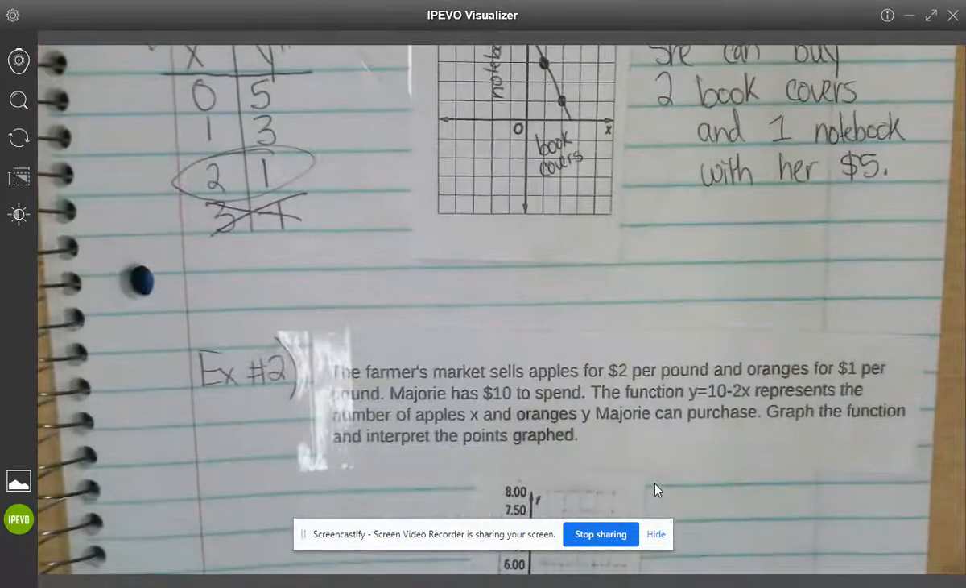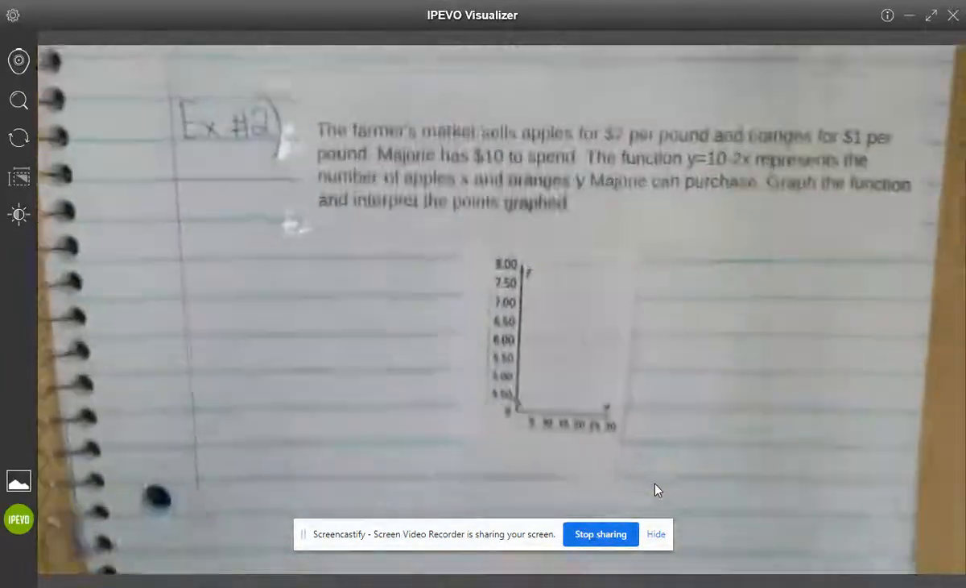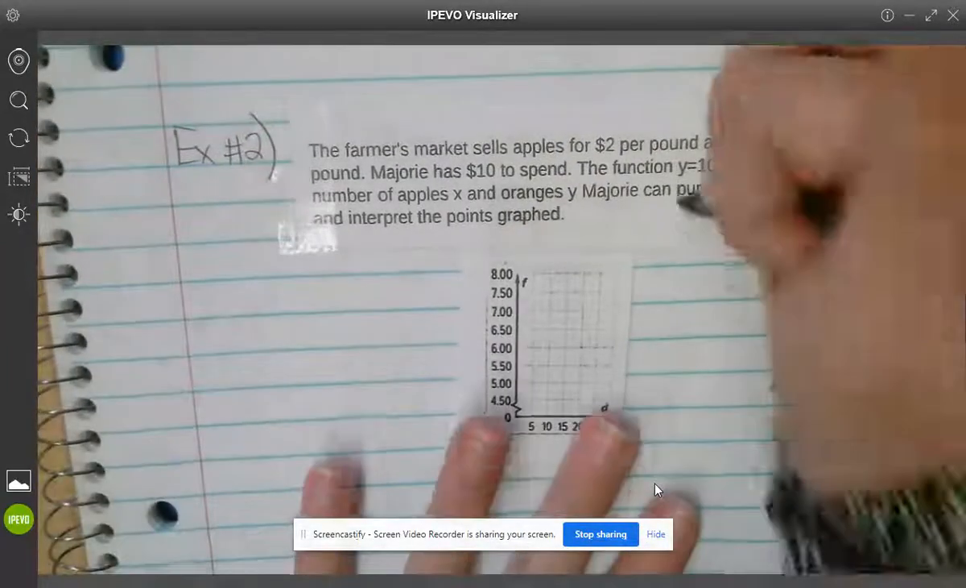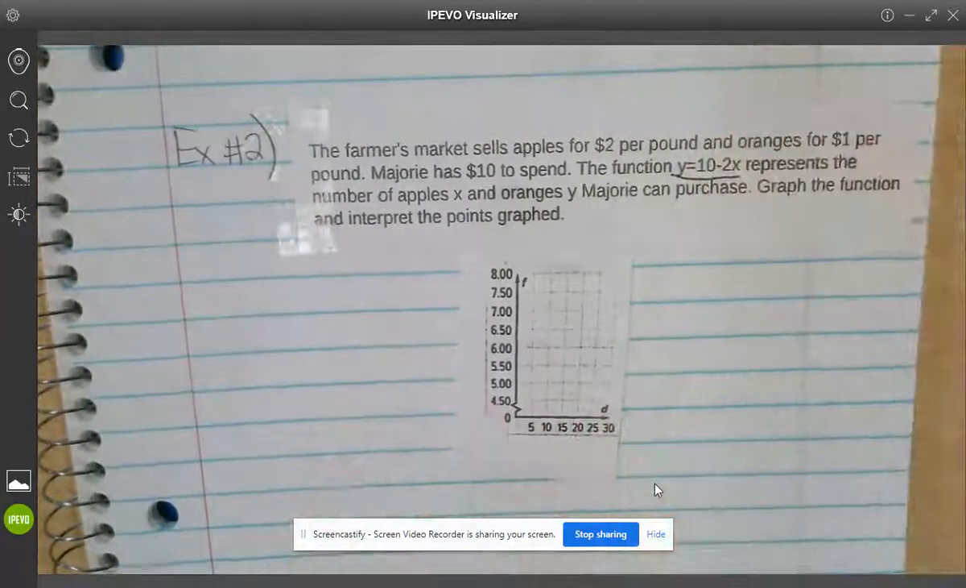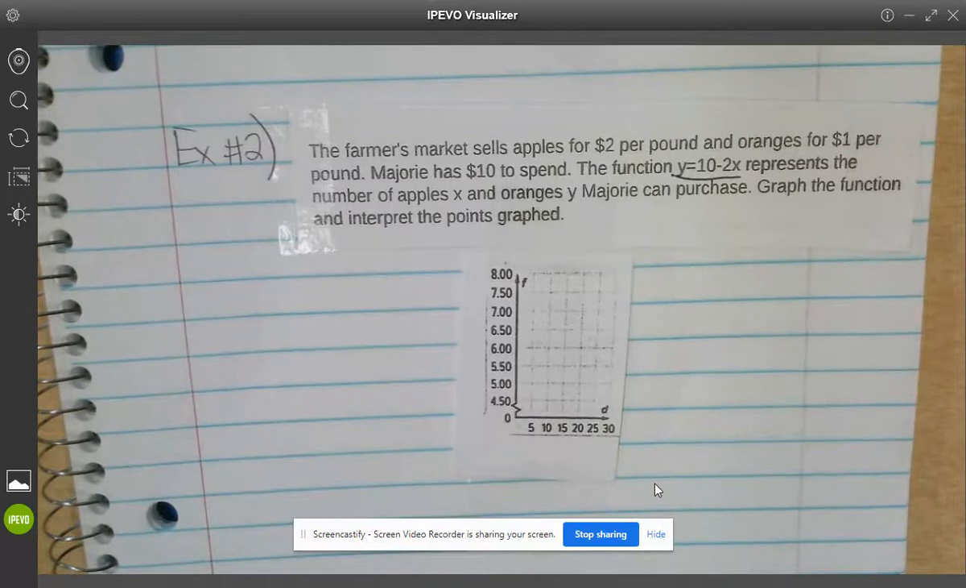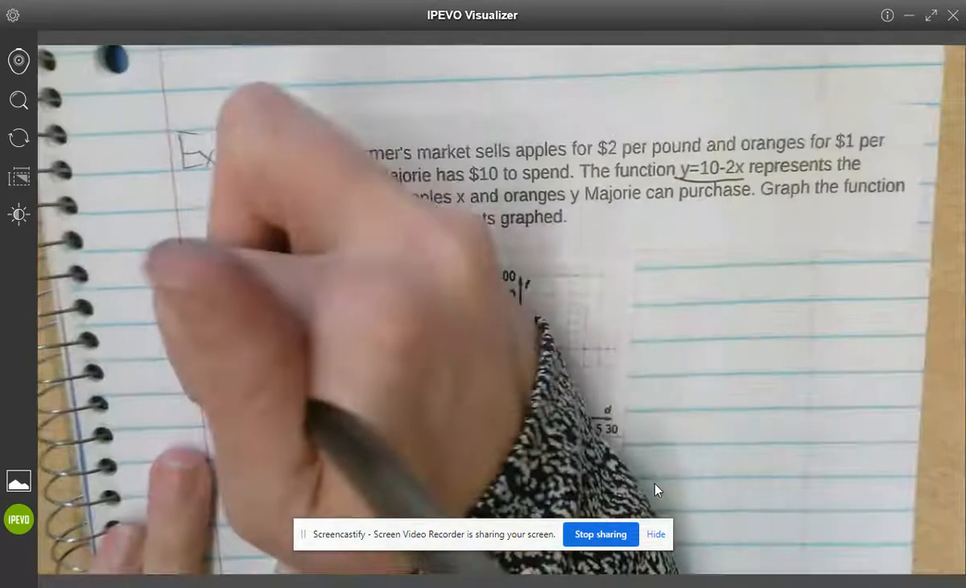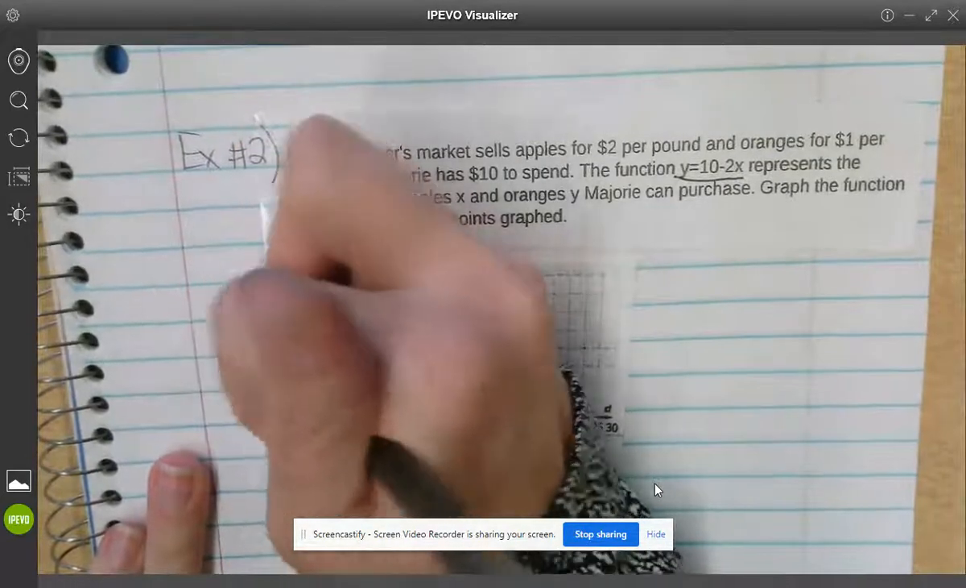Okay, let's do example 2. So pause this, give yourself time to get all the notes down. This is the part that I want you to for sure write down if you don't have the paper. Okay, we got X and Y.